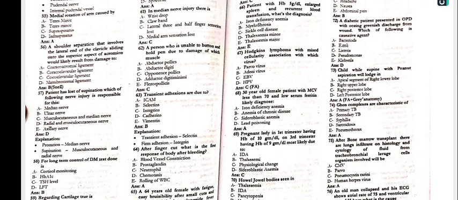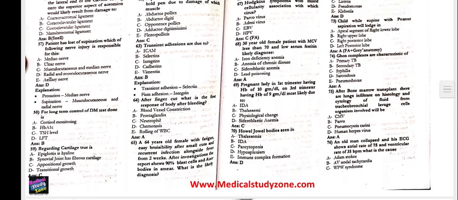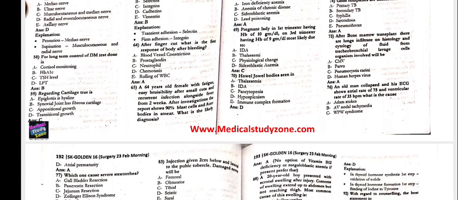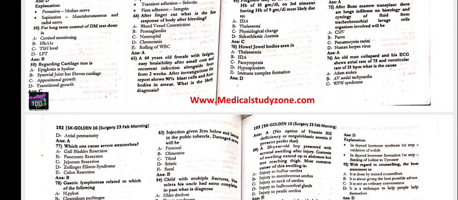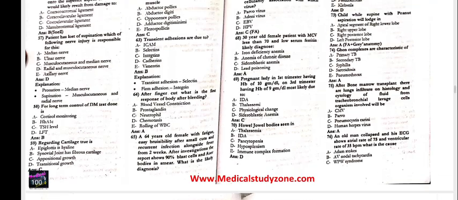67. Hodgkin's lymphoma with the mixed cellularity type is associated with which virus? Epstein-Barr virus. 68. 30-year-old female presents with MCV less than 70 and low serum ferritin. Likely diagnosis: iron deficiency anemia. 69. The pregnant lady in the first trimester having Hb of 10, on third trimester having Hb of 9. Most likely it is physiological change. 70. Howell-Jolly bodies are seen in hyposplenism.